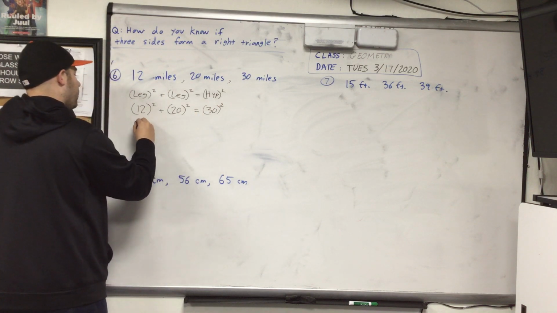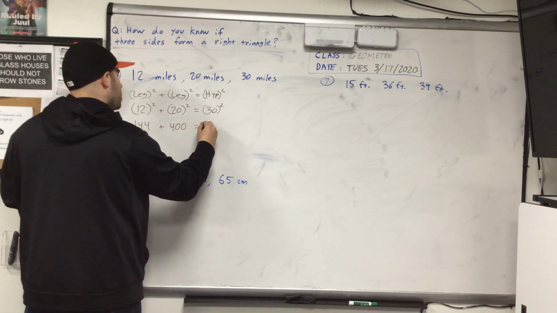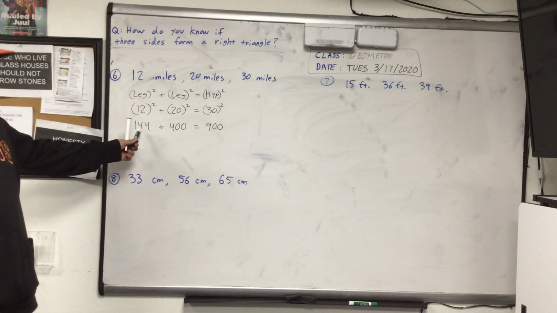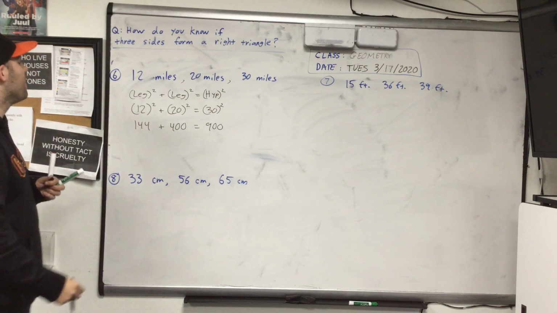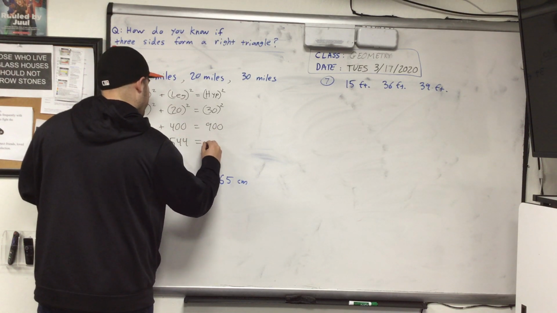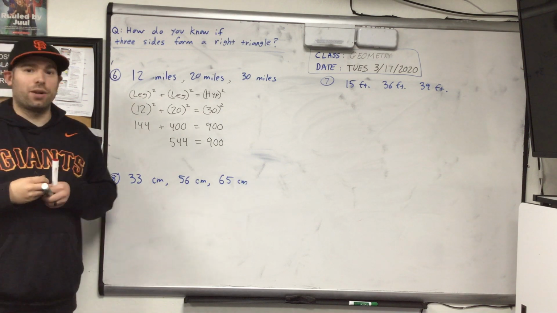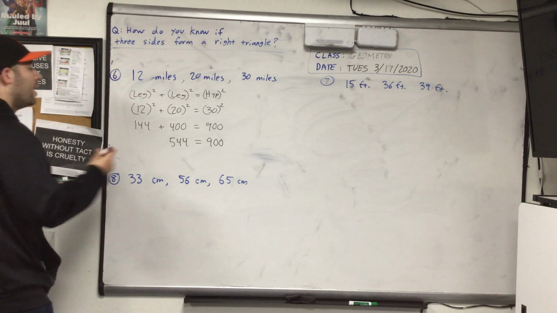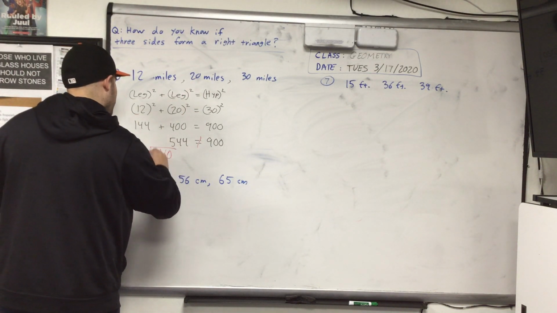So we've got 144 plus 400 should equal 900. Well, I can do this math in my head. 144 plus 400 should be 544. 544 equals 900. Does this satisfy the Pythagorean theorem? The answer is no. So therefore, if it does not satisfy the Pythagorean theorem, it is not a right triangle.